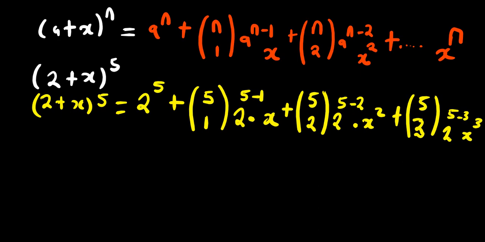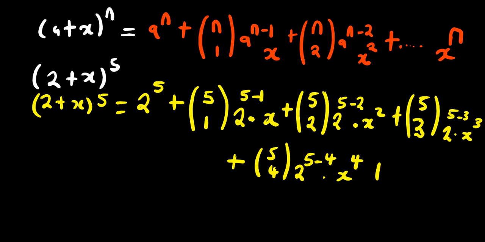Then we can also write the other one. Allow me to write it here: plus 5 choose 4, then 2 to the power 5 minus 4, multiplied by x to the power 4, plus the last one, which will be x to the power 5. So now how do we solve such an expression?